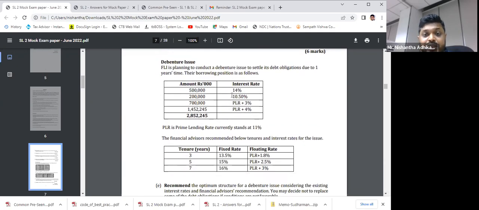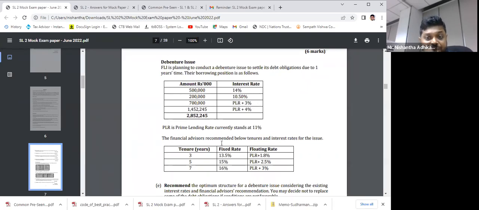Okay, this is the debenture you are going to issue. PLR is the prime lending rate, currently stand at 11%. And 11% now, 11% plus 3%, which is 14%. 11% plus 4% means 15%. Now you can range the value.